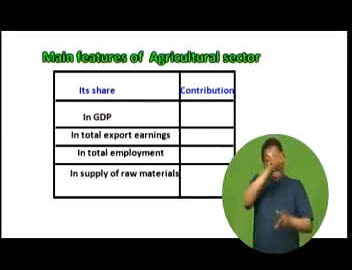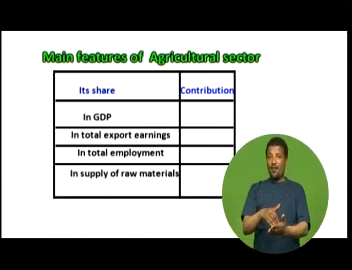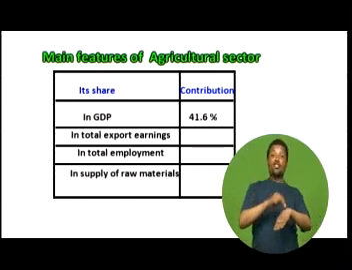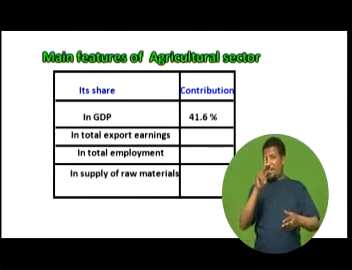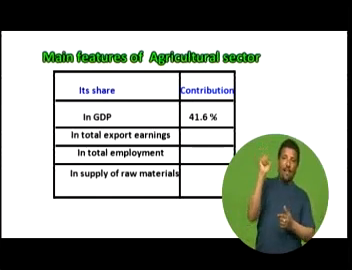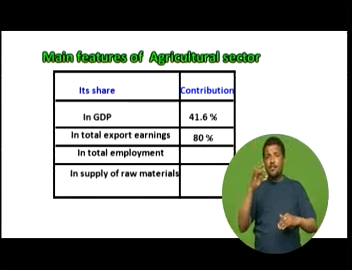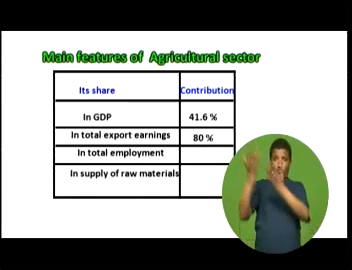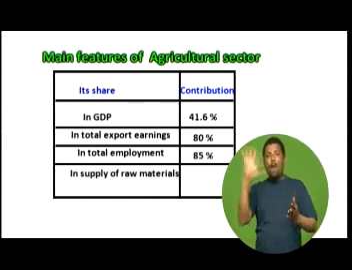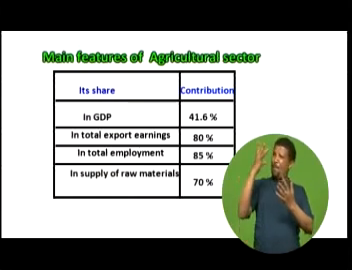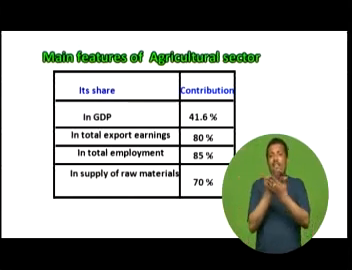Students, let's discuss the main features of the agricultural sector. The agricultural sector contributed about 41.6% to the national output or GDP in 2009-10, generated more than 80% of the total export earnings, employed about 85% of the labor force, and supplied about 70% of raw materials to the secondary activities.